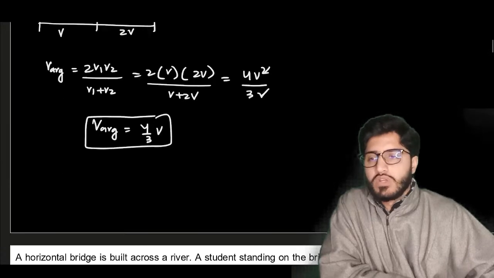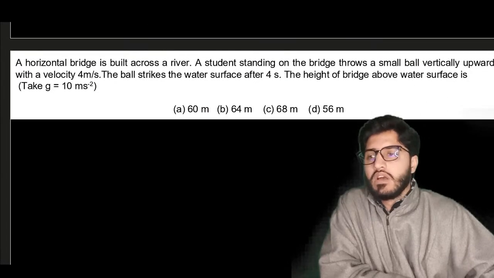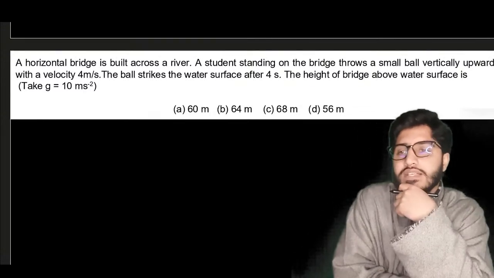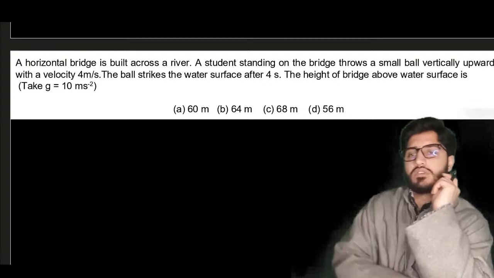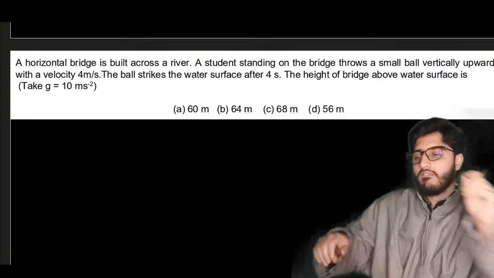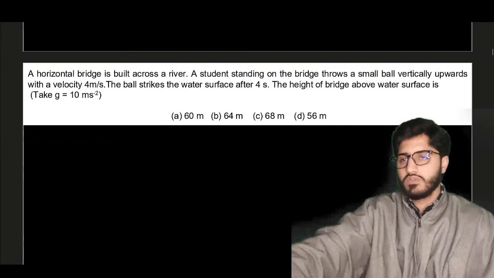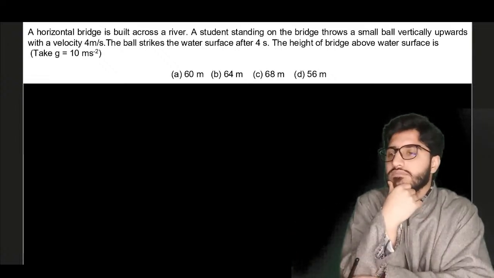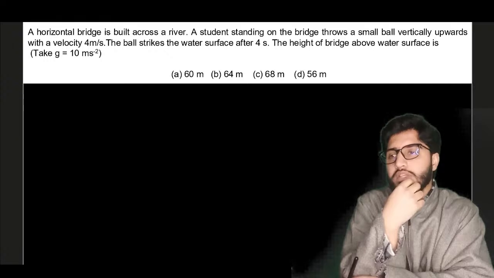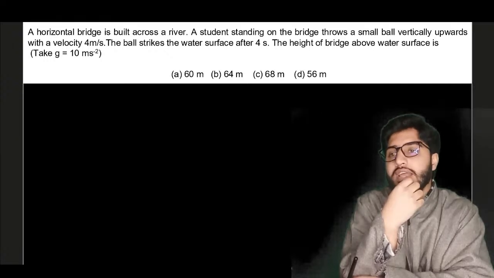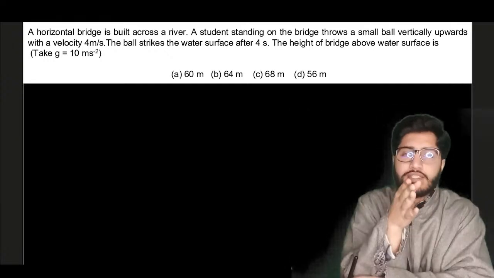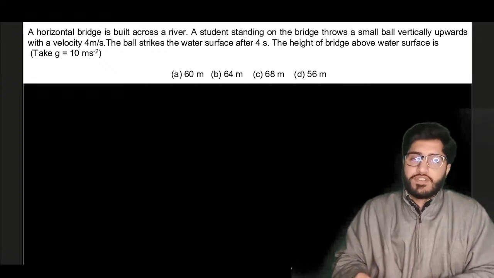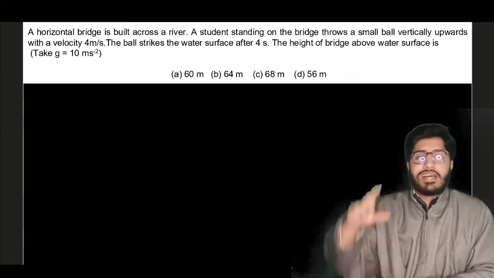Let's do now question number 3. Okay. A horizontal bridge is built across a river. A student standing on the bridge throws a small ball vertically downwards. Vertically downwards, right? Okay. With velocity 4 meters per second, the ball strikes the water surface after 4 seconds. The height of the bridge above the water surface is. So we have to find out the height of the bridge, right?